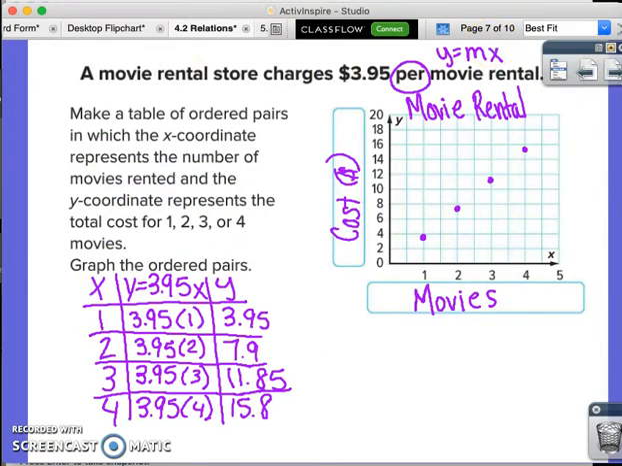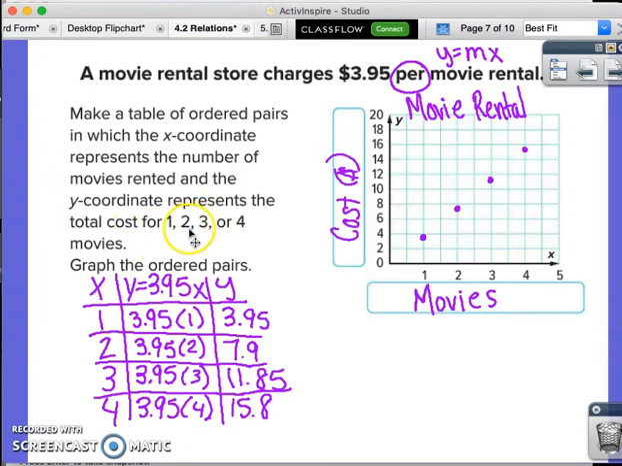We have one more, pretty much the same thing. We have a movie rental store. It charges $3.95 per movie. We have no other numbers. There's no base rate or base fee, so we're going to just have y equals 3.95 times x. So if we rented one movie, it would cost us $3.95. 2 movies would be $7.90. 3 is $11.85. We're just going to put inputs into that equation.